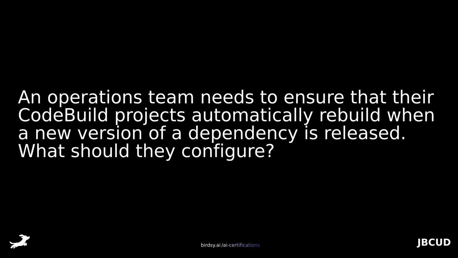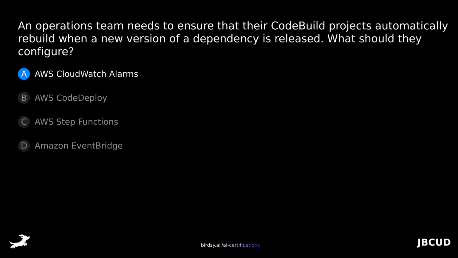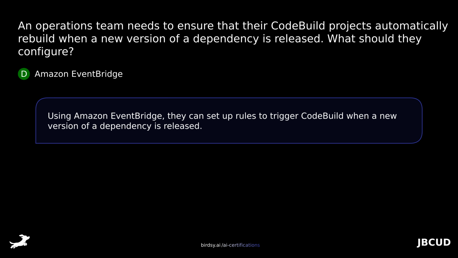An operations team needs to ensure that their CodeBuild projects automatically rebuild when a new version of a dependency is released. What should they configure? Is it A, AWS CloudWatch alarms, B, AWS CodeDeploy, C, AWS Step Functions, or D, Amazon EventBridge? The answer is D, Amazon EventBridge. Using Amazon EventBridge, they can set up rules to trigger CodeBuild when a new version of a dependency is released.